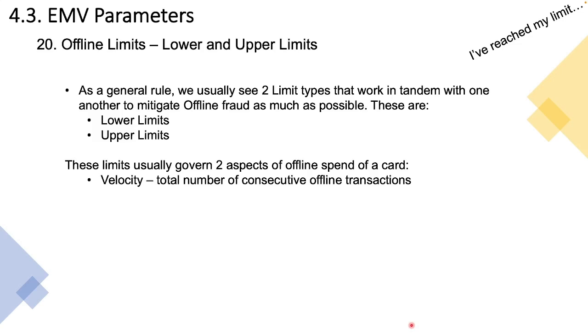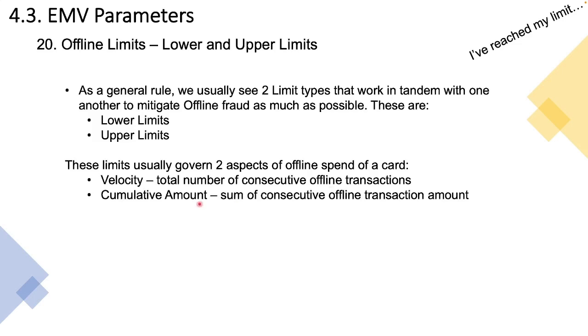The first type of limit refers to velocity limits or velocity checking, and what this does is it sets rules around the total number of consecutive offline transactions. So we're saying we are counting the number of transactions, the number of offline transactions, right? The second one is a cumulative amount, and unlike the first one, where we're counting transactions, here we are adding up transaction values or transaction amounts.